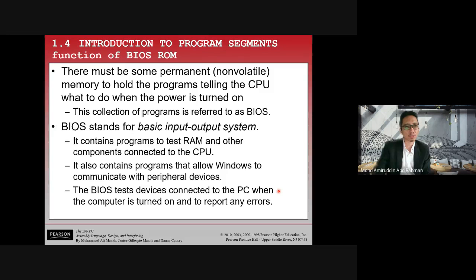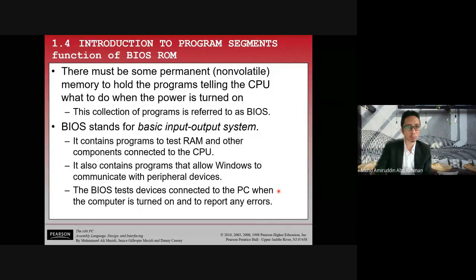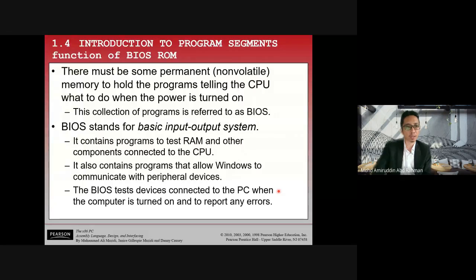The BIOS stands for the basic input and output system. It contains a program to test the RAM, to check whether the RAM is in good condition or not, whether it has bad segments. If we have bad segments, how can we use that location to store data? It will also test other components connected to the PC. It also contains programs that allow Windows to communicate with peripheral devices. The BIOS tests devices connected to the PC when it is turned on and reports any errors, because you also want your keyboard and mouse working. That's why the BIOS is important.